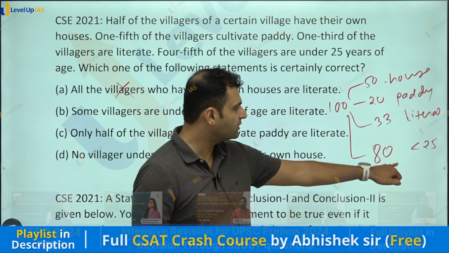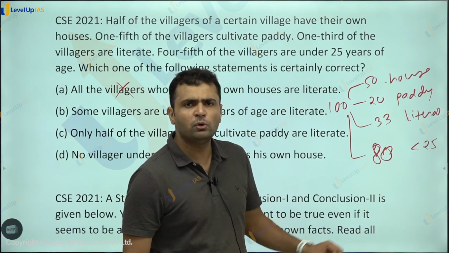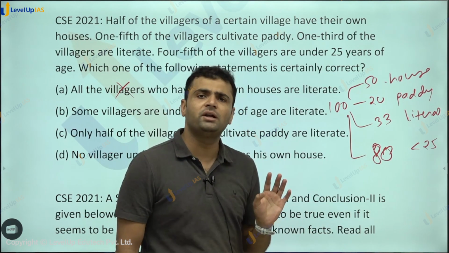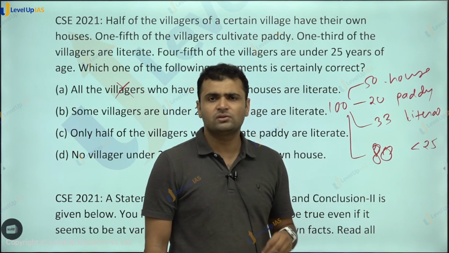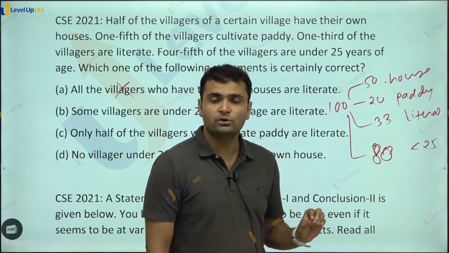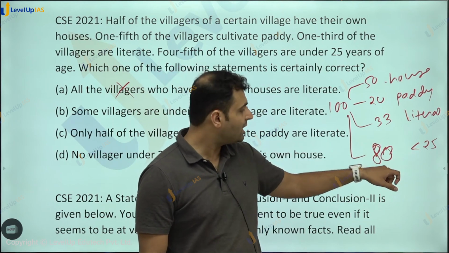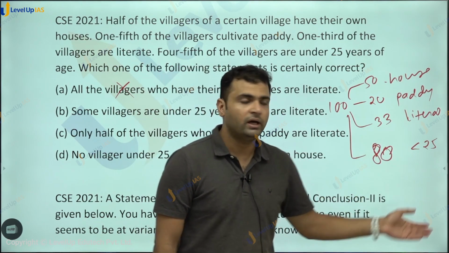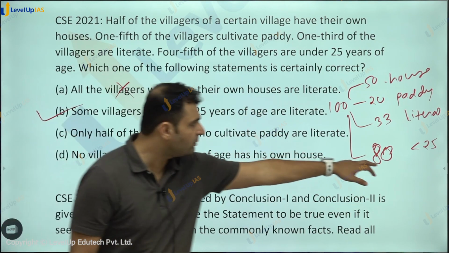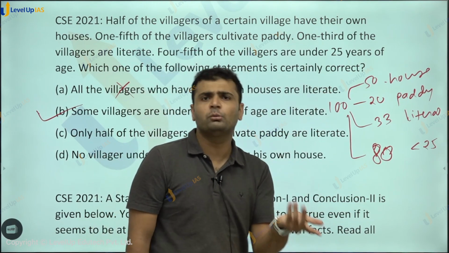Some villagers under 25 years of age are literate. Some among those 80 people are literate. Even if you give the maximum possible illiterate people to this group, how many out of 80 can be illiterate at most? There are 33 literate people, so 67 are illiterate. Even if you assume all 67 remaining illiterate people are part of this group, then also we have 13 literate people here. This statement would be correct. Some villagers under 25 have to be literate, because 80 plus 33 is 113 and we have a total of 100 only. So at least 13 people under 25 will have to be literate.